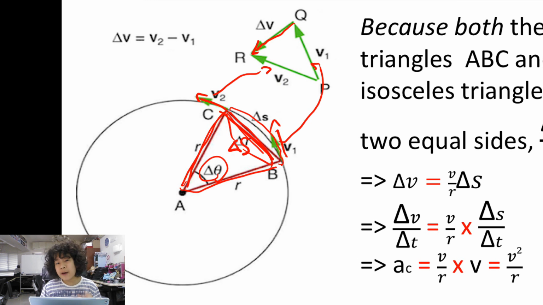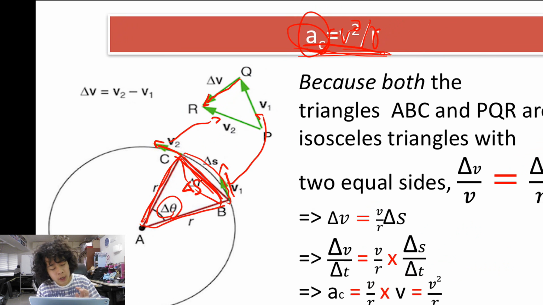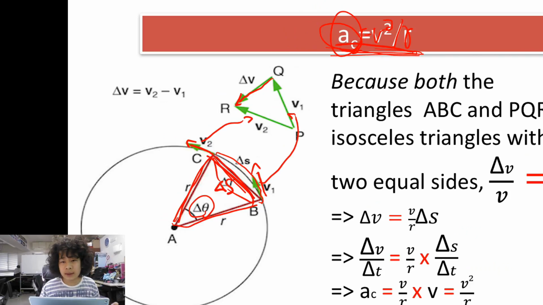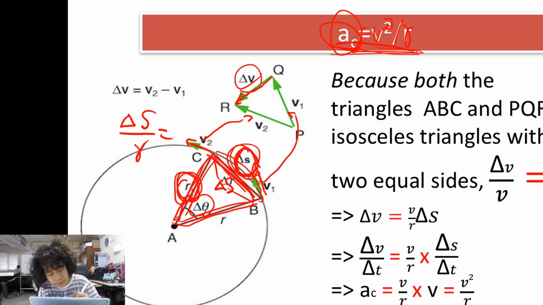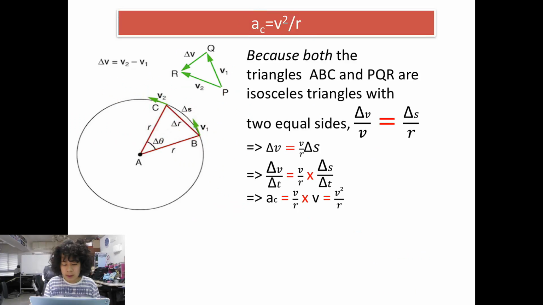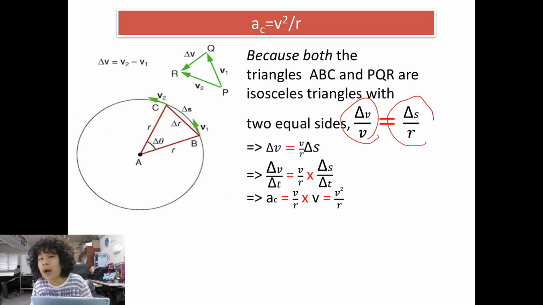Okay? You will also find that the triangle PQR is similar to triangle ABC, which means that delta S divided by R equals delta V divided by V. Okay, so you'll get the conclusion that delta V divided by V equals delta S divided by R.